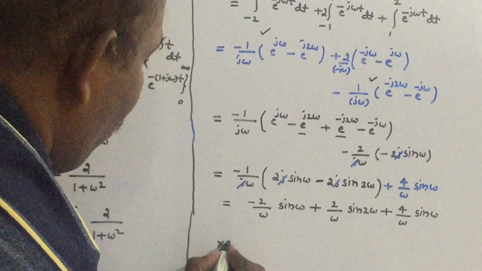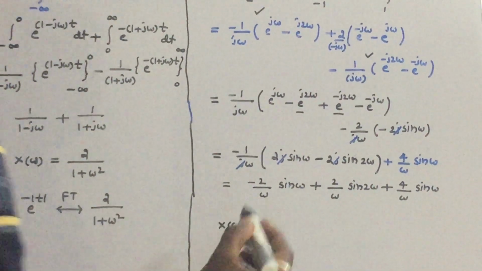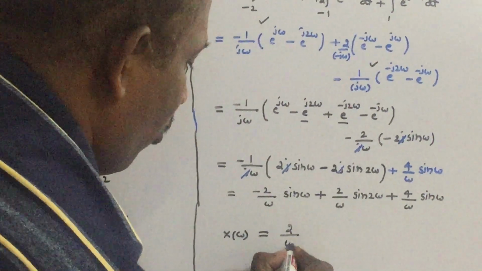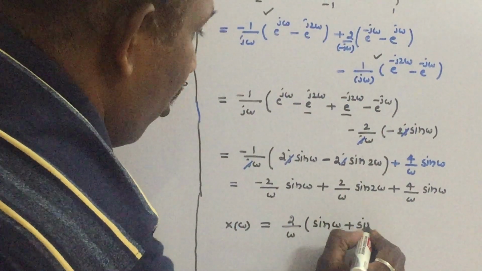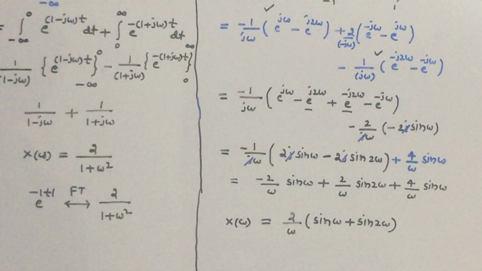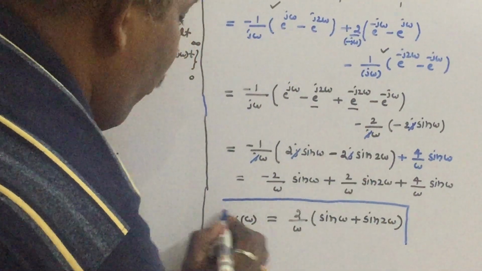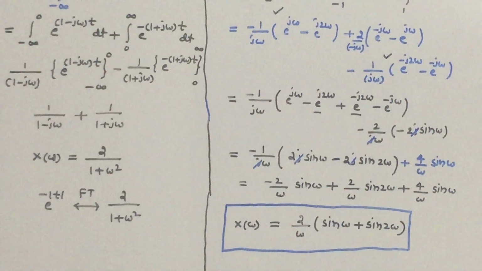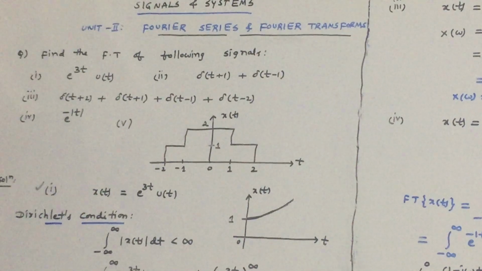Therefore X of omega is 4 by omega sin omega minus 2 by omega sin omega. It will become 2 by omega sin omega. If you take 2 by omega as common, it will become sin omega plus sin 2 omega. So this is the answer for this problem. You just have to carefully simplify the answer. So this is about the working examples of Fourier transform of given signals. Thank you.